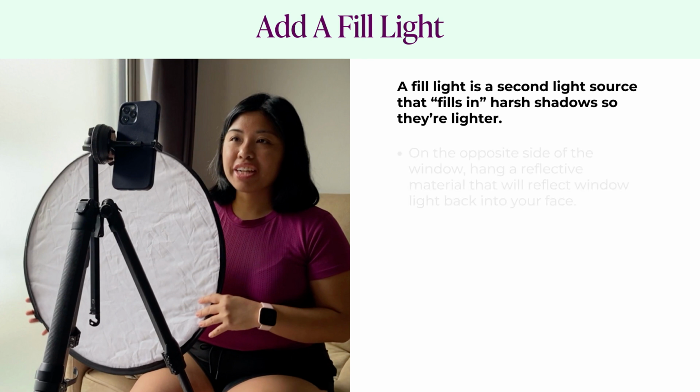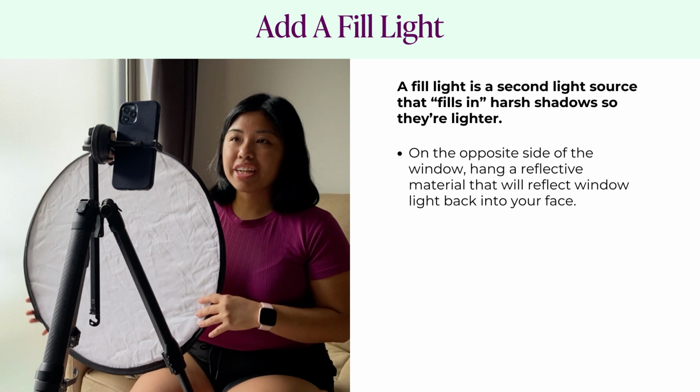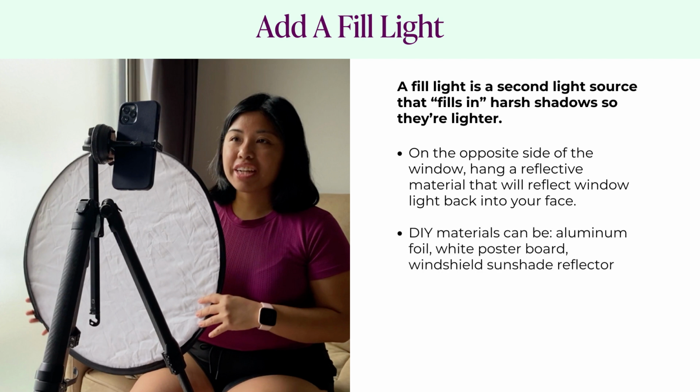So one example is on the opposite side of the window, you can hang a reflective material that will reflect window light back into your face so that it can lighten the shadows. And there are some DIY reflective materials that you likely have around the house already. You could use aluminum foil, a white poster board. I actually recommend investing in what's called a 5-in-1 reflector.